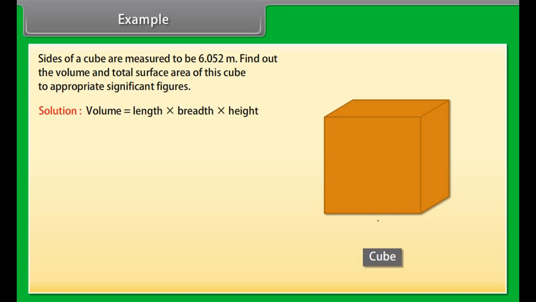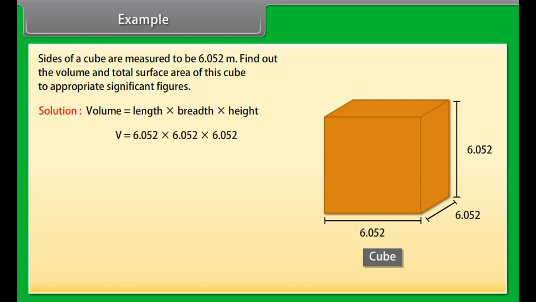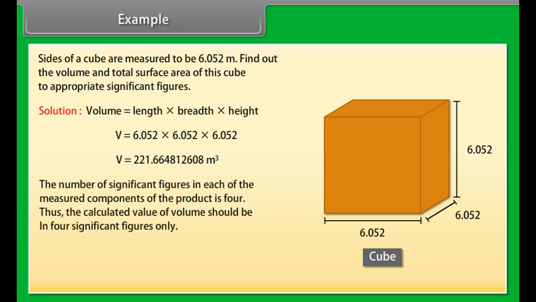Volume is equal to length into breadth into height. After calculation, we get V is equal to 221.665 meter cube. The number of significant figures in each of the measured components of the product is 4. Thus, the calculated value of volume should be in 4 significant figures only. Thus, V is equal to 221.7 meter cube.